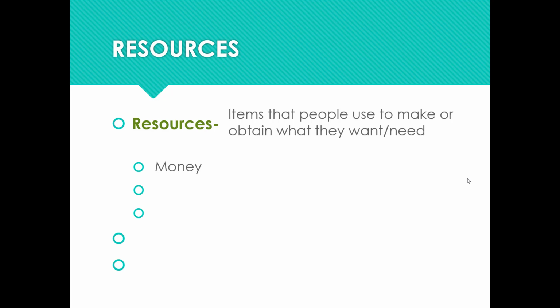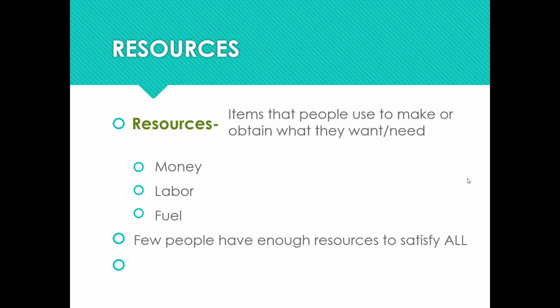You can go into a store and you could buy your good or your service. Fuel, so you might have to actually use coal to burn to then power the factory to make the tires. And then labor. These are the people who are actually working to create things, or you yourself to make what you want.